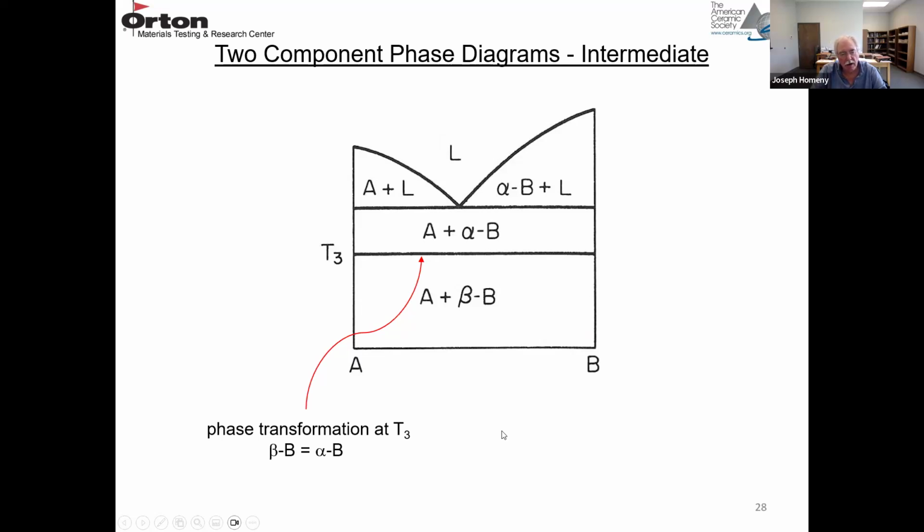Here's another example of a phase transformation. So there's only two compounds on this simple diagram, A and B. So below T3, you have A plus the beta form of B, and then above T3, you have A, and now the beta form transforms to the alpha form. So it's another displacive transformation between two crystal structures, alpha and beta.